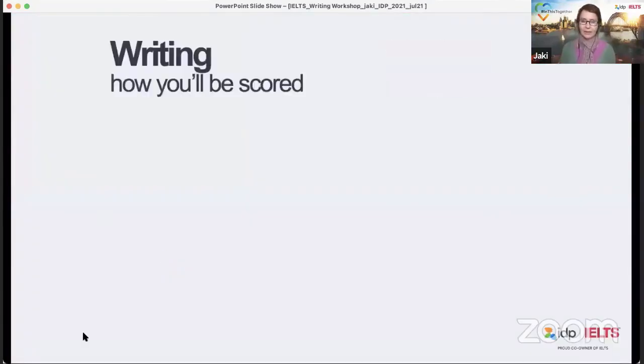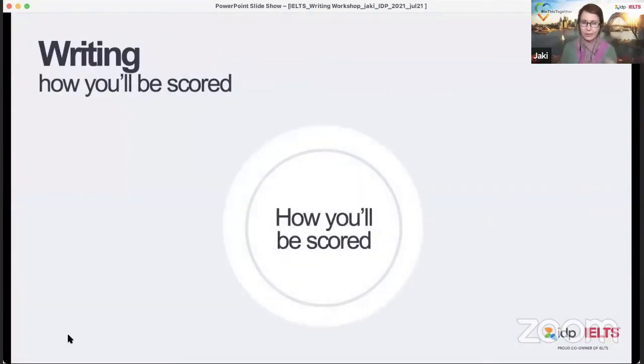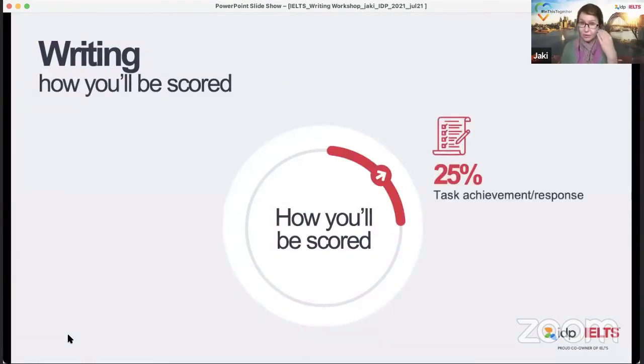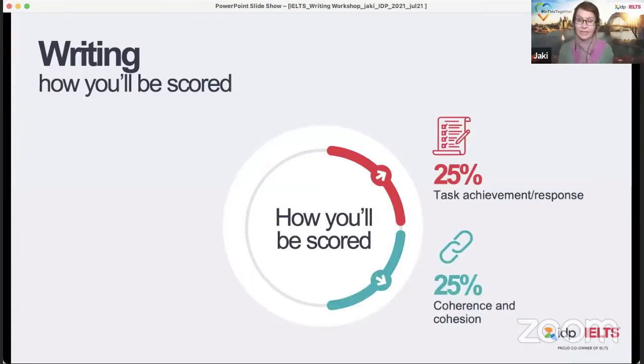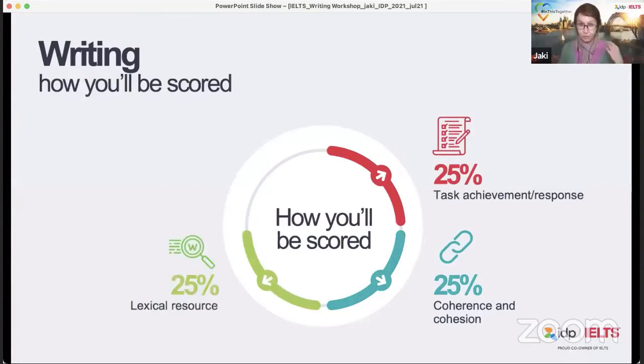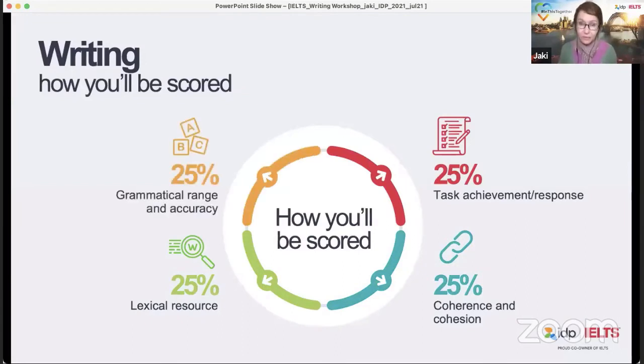Okay, so let's review quickly what the examiner's looking at. So did you answer the question? Did you stay on the topic? Very important for the essay. Did you have a good structure? Paragraphs, linking words, the vocab. So in the essay, we want more formal vocabulary, like when you write an essay for university or school, that kind of vocabulary. And your grammar, again, is important.